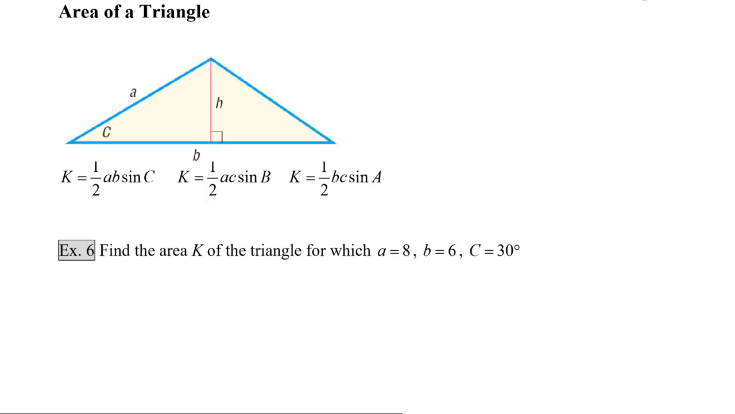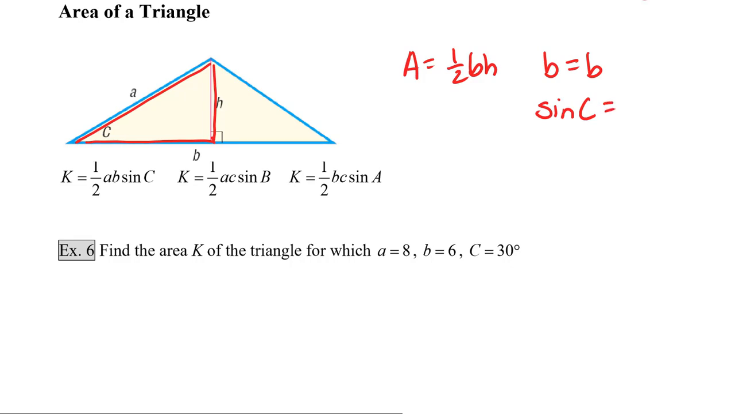Finally, we're going to talk about area of a triangle. If you look at the triangle drawn right here, we know that the formula for area of a triangle is 1/2 base times height. And if you look at this triangle, the base is equal to b, but if I had to find the height, I could use SOHCAHTOA. I could use this little right triangle here, and I could say that the sine of C is equal to the opposite h over the hypotenuse a, which means that h is equal to a times the sine of C.